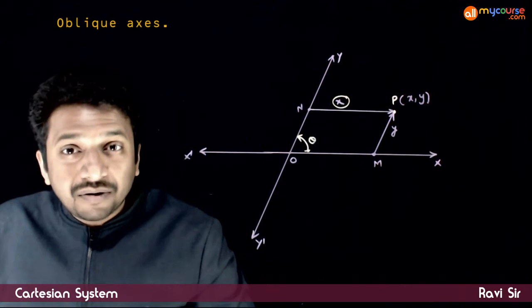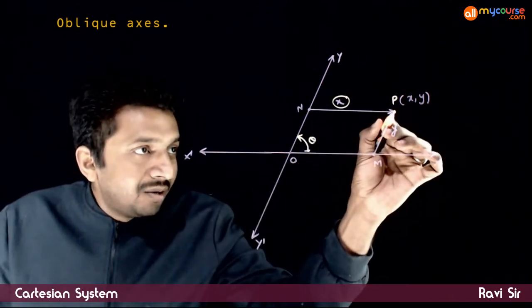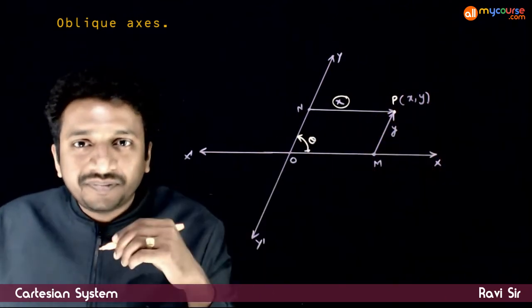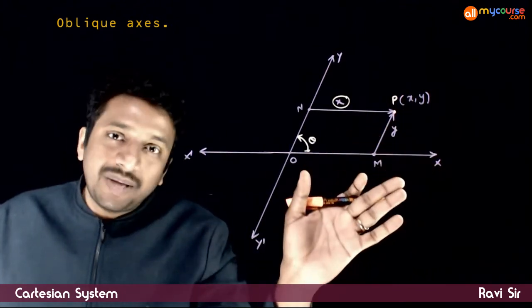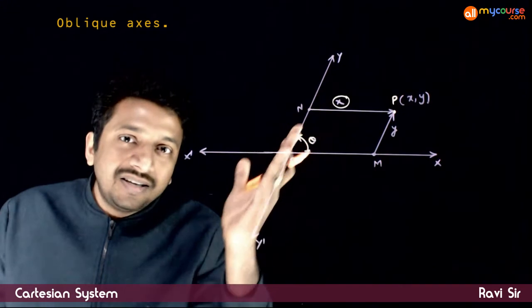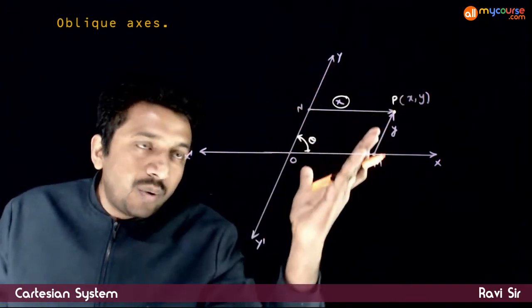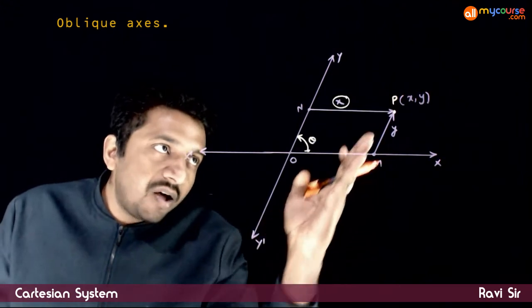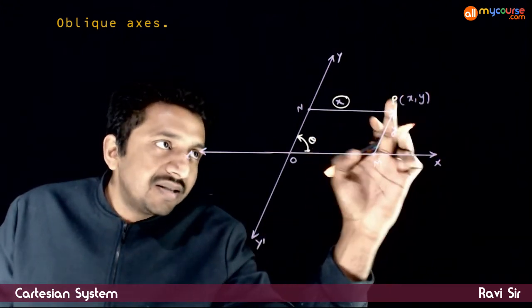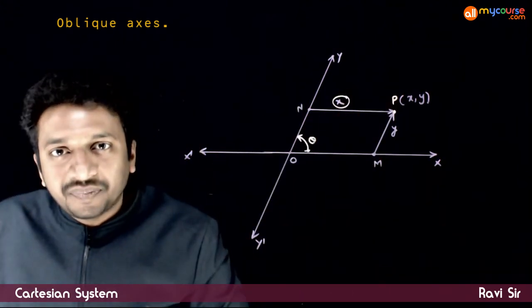Similarly, if you want the y coordinate, you should not go perpendicular to x axis. Y coordinate is the distance of this point P from x axis in a direction which is parallel to y axis. So you have to go in the direction which is along the y axis. So this distance is nothing but y.